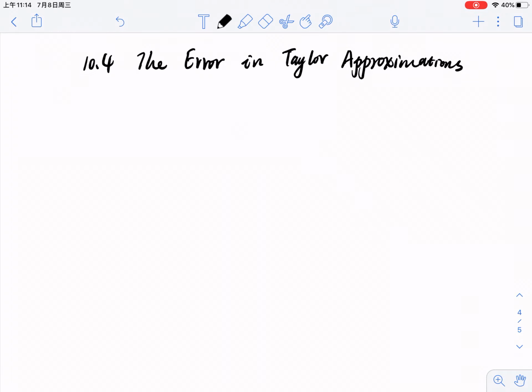In this video, we focus on section 10.4, the error in Taylor approximations. Suppose we want to approximate the values of some function f(x) near x = a using the nth degree Taylor polynomial P_n(x). This is near x = a.